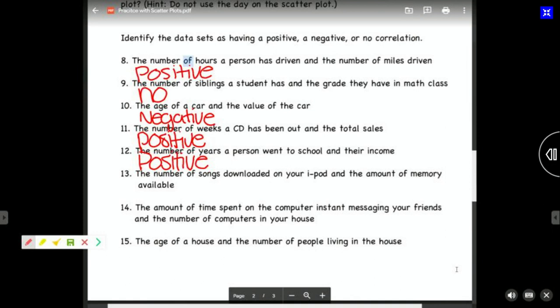The number of songs downloaded on your iPad and the amount of memory. Negative. More songs, less memory, right? All right, the time spent on the computer instant messaging your friends and the number of computers in your house. No correlation. No correlation, good. The age of a house and the number of people living in the house. No correlation. No. If it was number of people who have lived in the house, we would say it's positive.